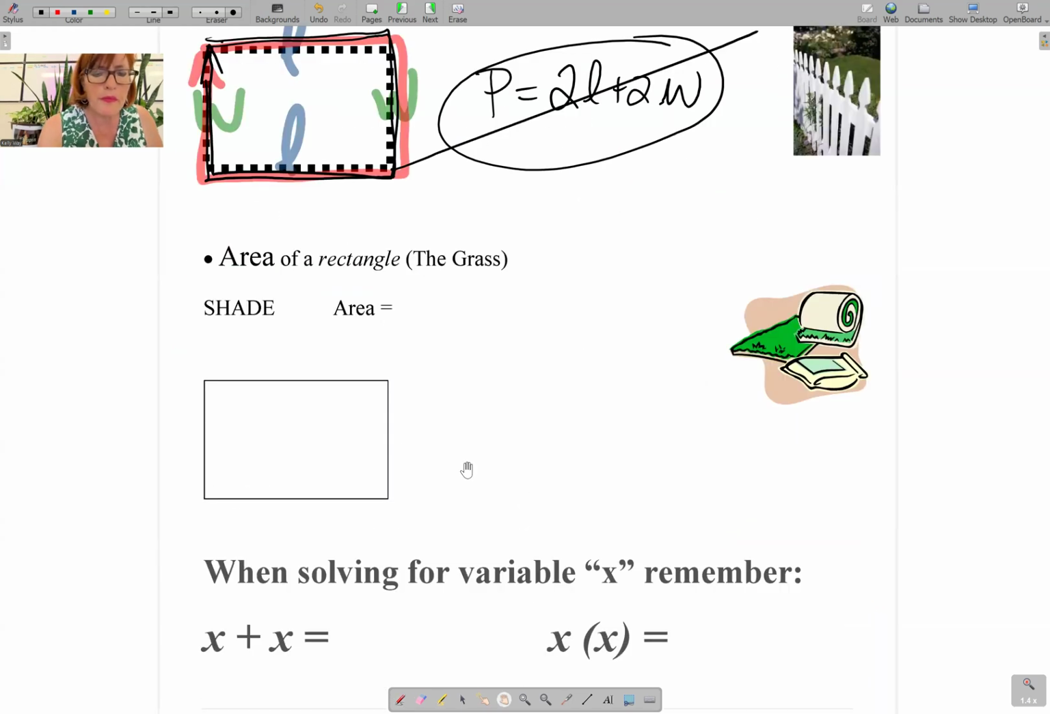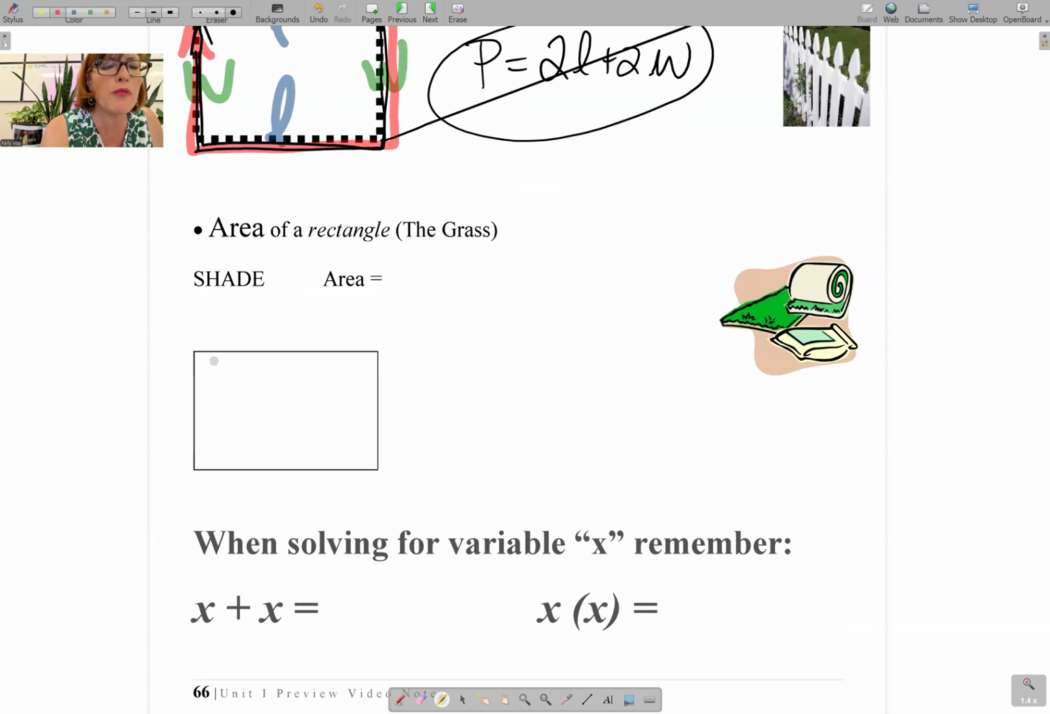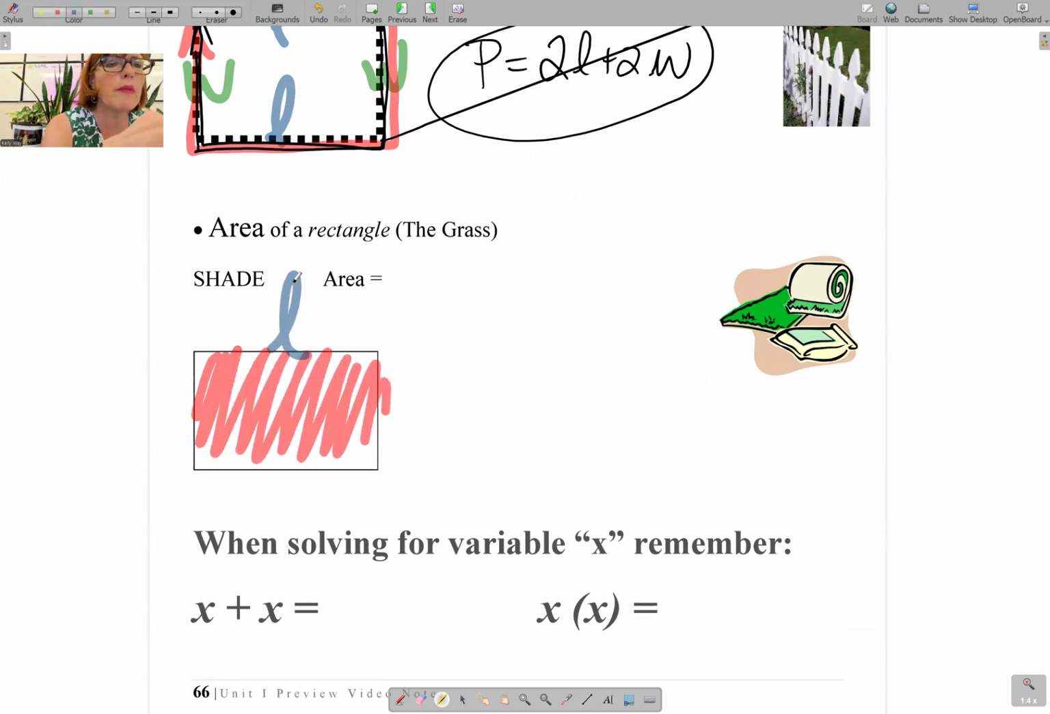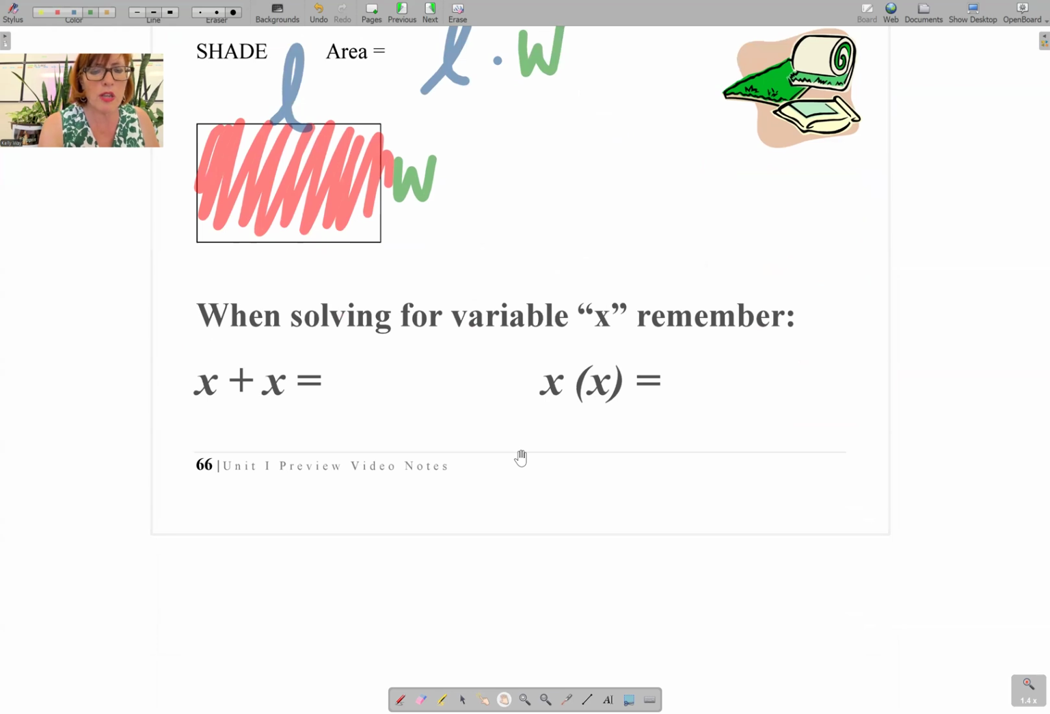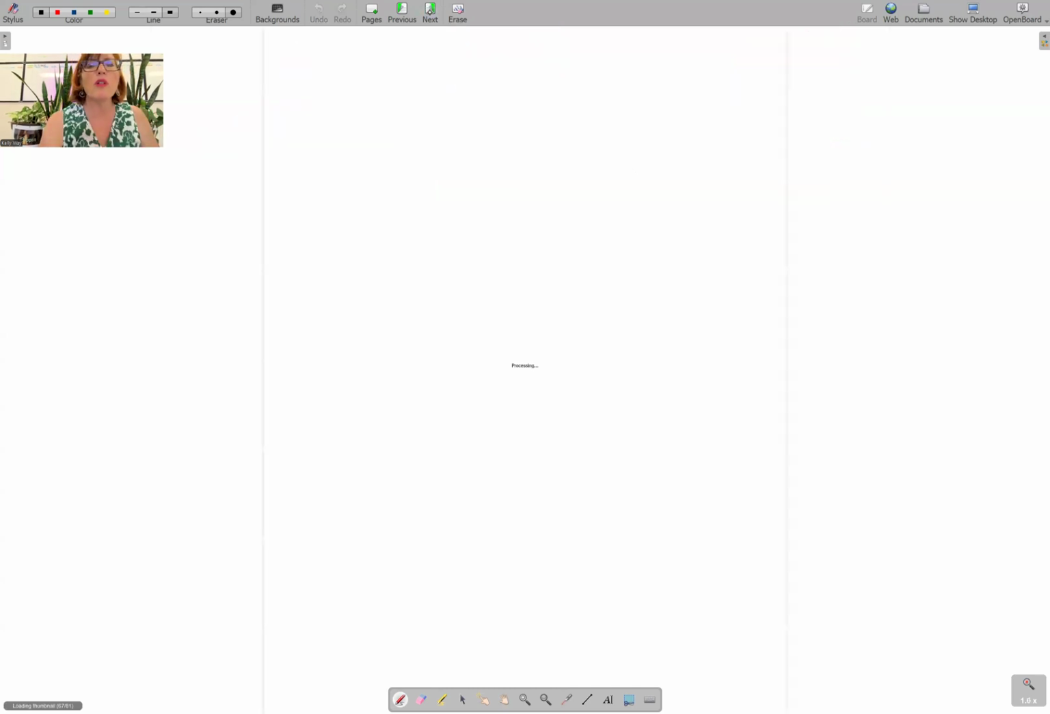Area, I want you to get in the habit of always shading when you're doing area. And area is simply for a rectangle length times width. So perimeter is an addition concept. Area, shaded, is a multiplication concept. Recap, when you're dealing with variables, x plus x is going to be 2x, x times x, x squared. There we go.